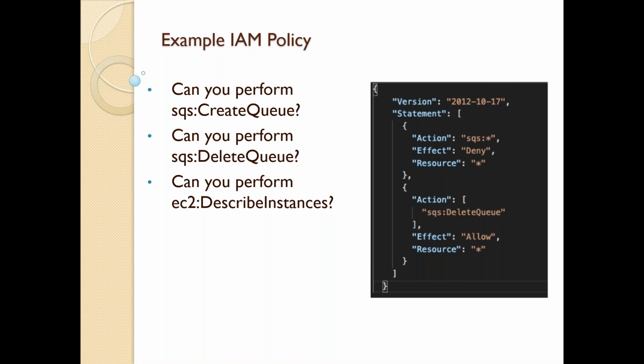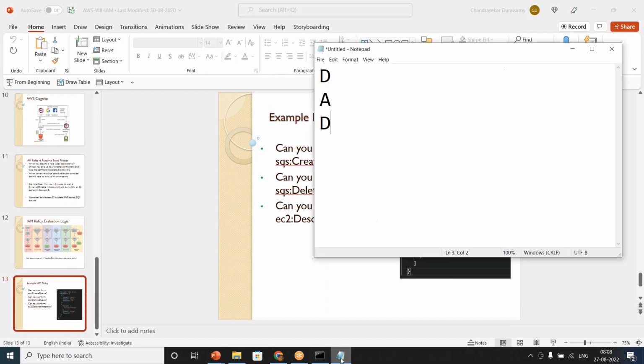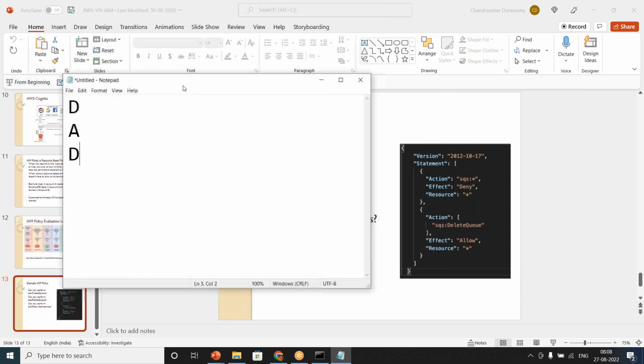Can anyone tell me what he can perform? SQS is a service: create queue, delete queue, describe instances with this policy. Very simple, right? Just now we talked about it. So the first thing is always check for deny.